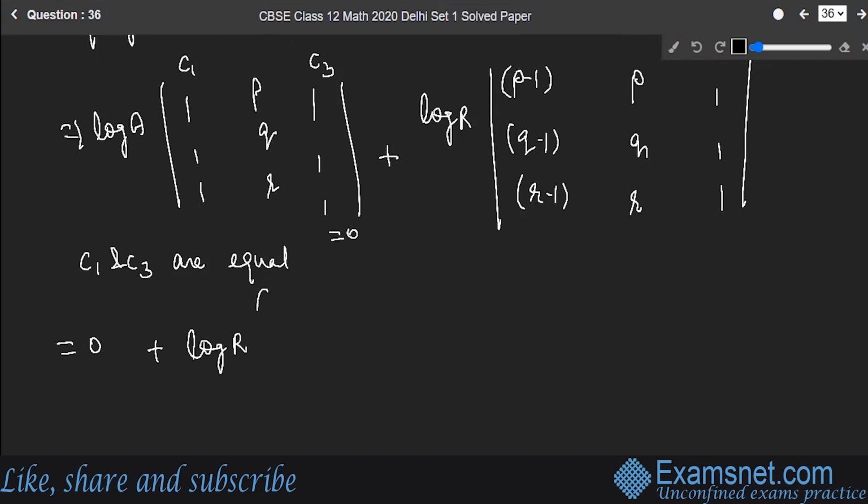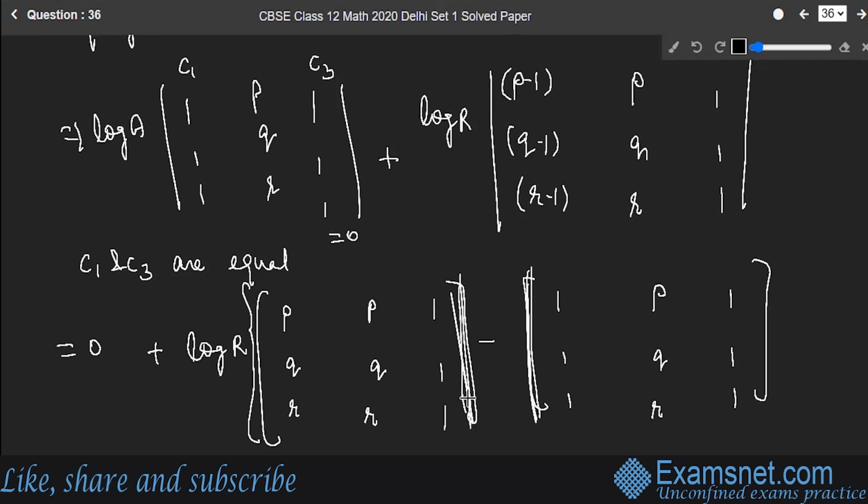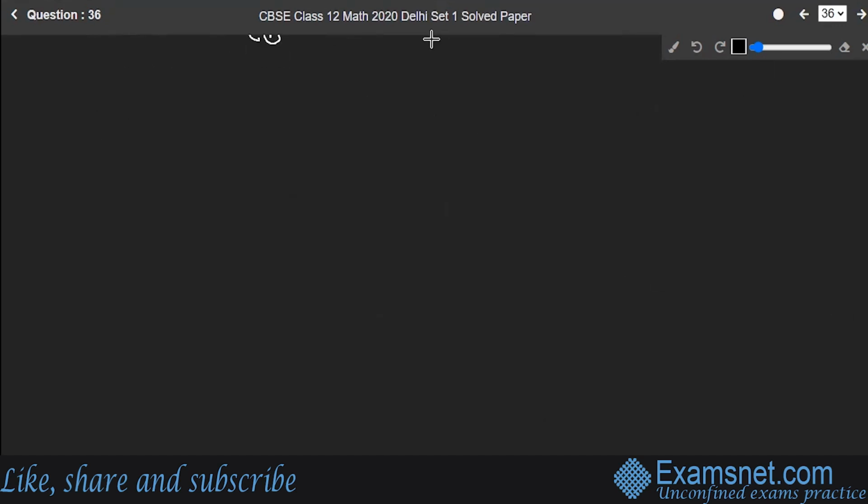Now I'm going to split this one as well. This will be p, q, r, p, q, r, 1, 1, 1 minus 1, 1, 1, p, q, r, 1, 1, 1. Sorry, here is a determinant sign. Sorry. Not this one. Here has got to be the determinant signs.